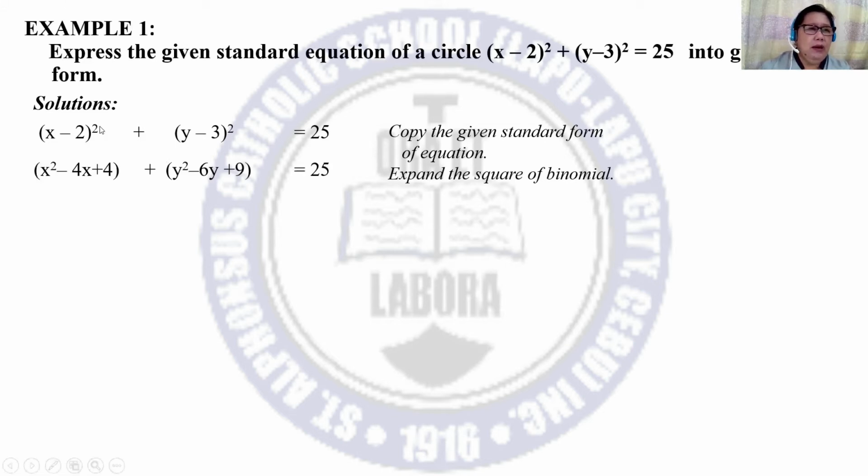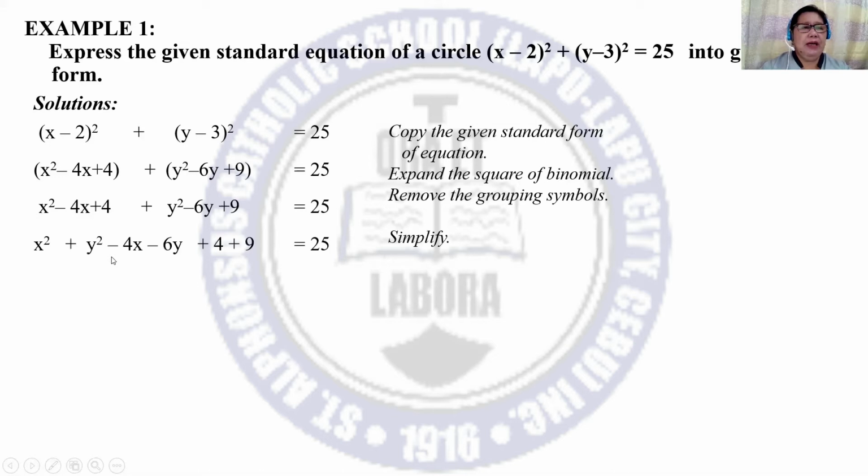So the square of x minus 2 is equivalent to x squared minus 4x plus 4. The square of y minus 3 is equivalent to y squared minus 6y plus 9. Then copy 25. And then you can remove the grouping symbols. So just copy without the symbol.